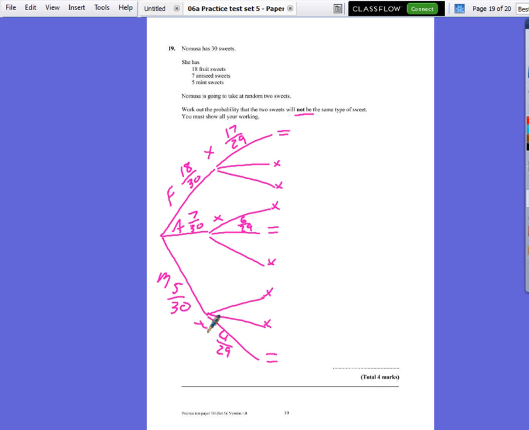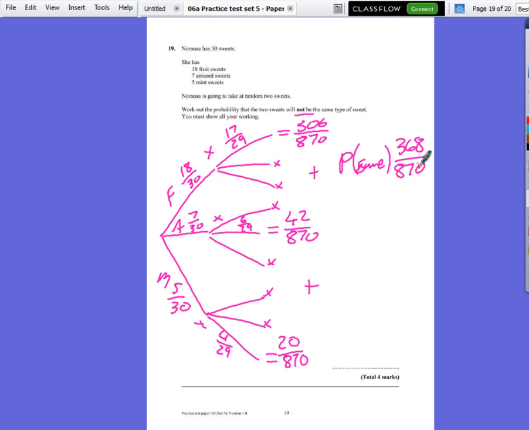18 over 30 times 17 over 29 is 306 out of 870. 7 over 30 times 6 over 29 is 42 out of 870. And 5 over 30 times 4 over 29 is 20 out of 870. And if you add those together, that will give us the probability of it being the same, which would be 368 over 870. Now, we're asked for not the same, so we want to do 1, take away the probability of it being the same.